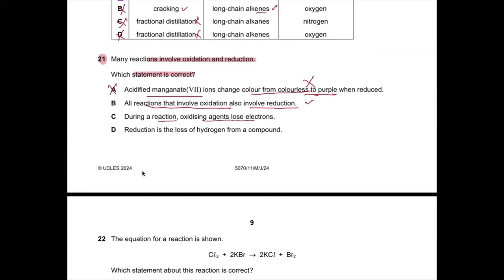During a reaction, the oxidizing agent loses electrons. The oxidizing agent is the one which lets the other substance oxidize, so it itself undergoes reduction. So it doesn't lose electrons, it gains electrons. So C goes wrong. Reduction is the loss of hydrogen from a compound. Basically, it's a gain of hydrogen. Gain, not loss. So D is wrong. It means only B is left and B is the correct answer.